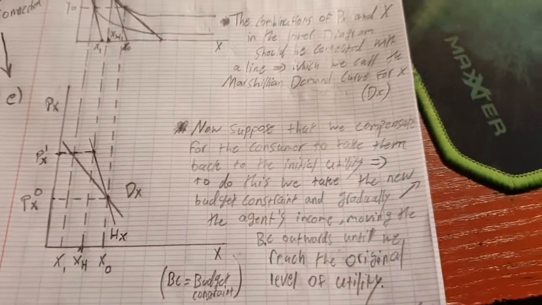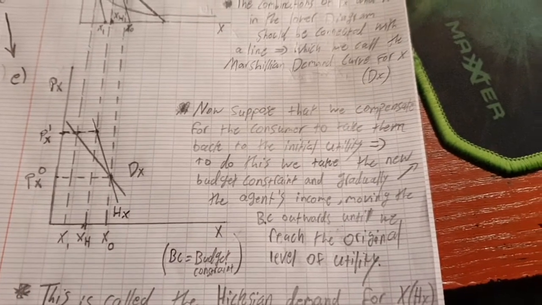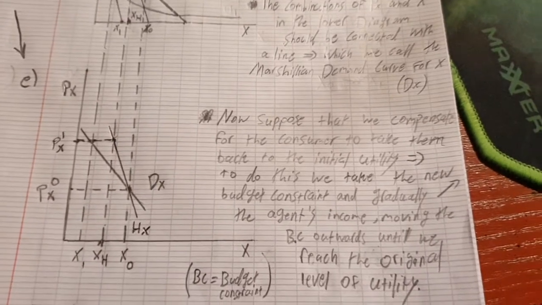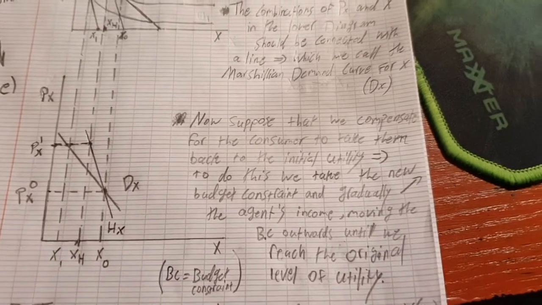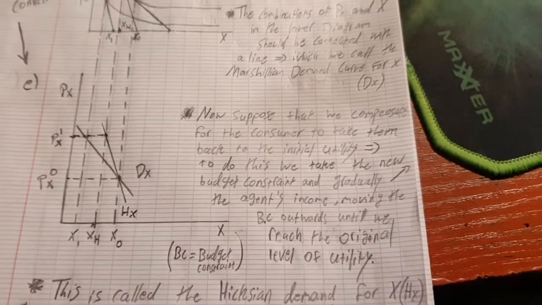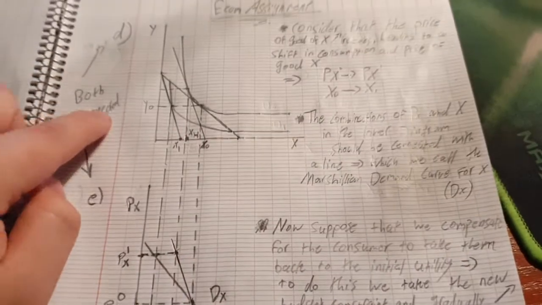How do we do that? Let's say that the agent's income increases. So we increase his income to make the budget constraint gradually increase. Therefore, the budget constraint moves outwards until it reaches the original level of utility which we want.